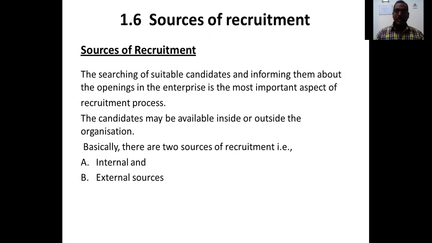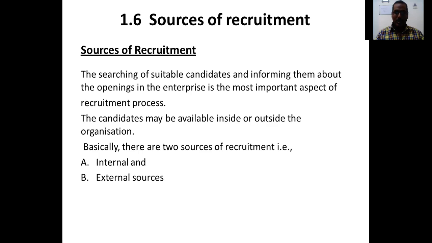Now we see the sources of recruitment. Sources means where they get these employees or staff members. Searching for suitable candidates and informing them about the openings in the enterprise is the most important aspect of the recruitment process. So in the recruitment process, the most important thing is finding the people in the right place and then informing them that there is a vacancy in our organization, so you can apply. That's a very important first part of recruitment.